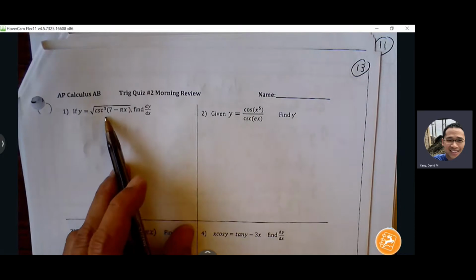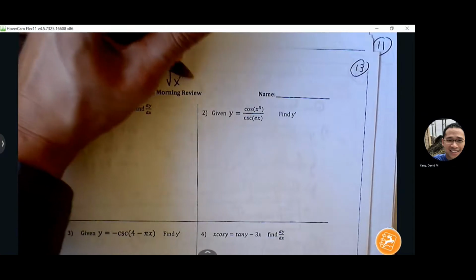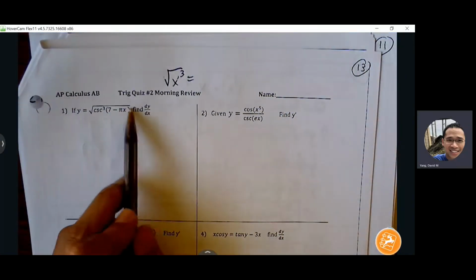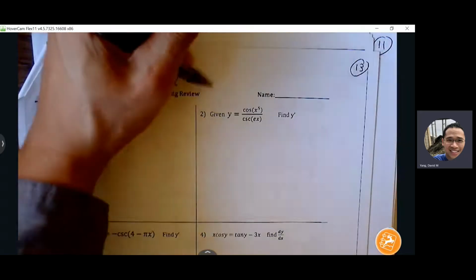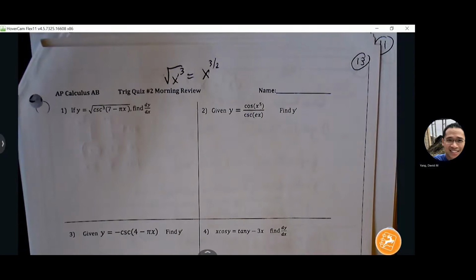Understand that you would treat this the same way as if you saw square root of x cubed. Right? Just imagine this is a much larger variable, but you would write this as x to the 3/2. So same idea, you would write this as bracket cosecant 7 minus pi x raised to the 3/2. Okay. Chain rule, so you want to identify your outside, inside, and inner, and take turns with each derivative.